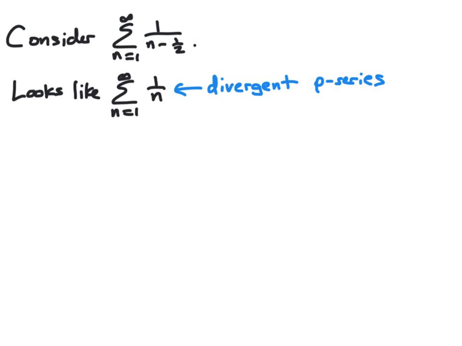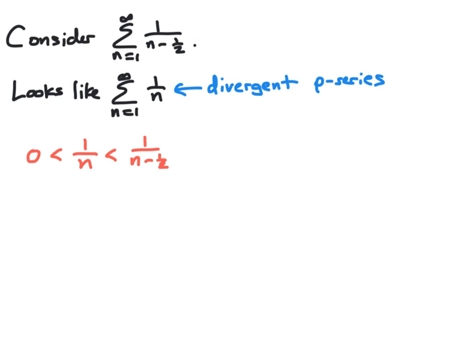If we look to compare the terms of these series, what we notice here is that 1 over n is actually the smaller term. So 1 over n is always less than 1 over n minus 1/2. And that's because n is always greater than n minus 1/2. And so 1 over n has the larger denominator and therefore is the smaller number. We also know that 1 over n is greater than 0, so all of the terms here are positive.